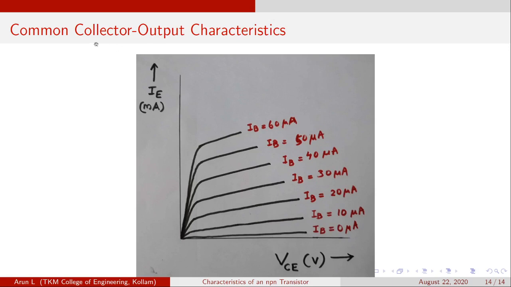Now the last figure, this is the common collector output characteristics. Here we will draw the variation between output current IE and output voltage VCE for constant values of input current IB. So the plot will be similar to that in common emitter configuration, common emitter output characteristics. In common emitter we had VCE on the x-axis and IC on the y-axis. Here instead of IC we are having IE on the y-axis. So IC and IE are approximately equal, so the plots will be similar. So the same shape will come here. So we will continue our discussion in the next class.